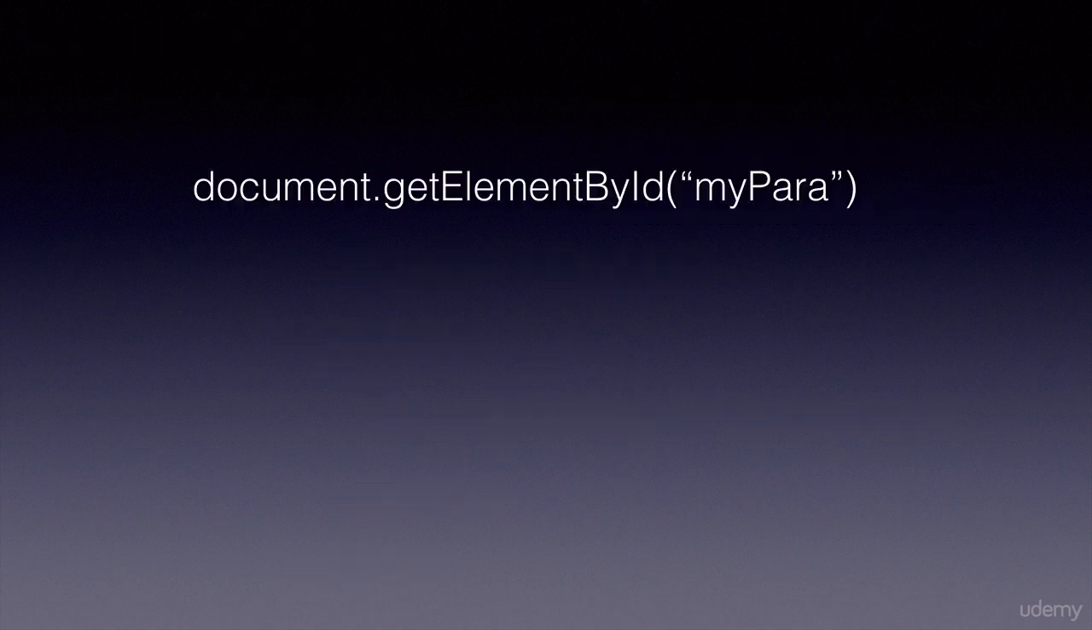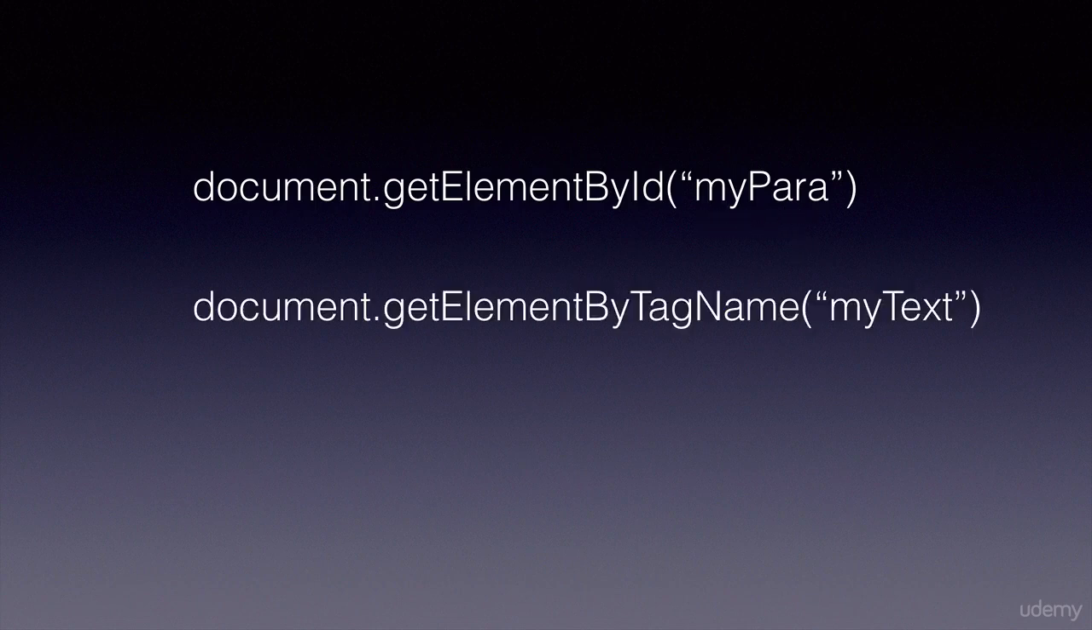For example, document.getElementById. This function on the document object will retrieve a particular HTML element by using its unique ID that we give to it. Similarly, we can also get an element by tag name. A text field, for example, if we have a name called myText, you can retrieve it using getElementByTagName.